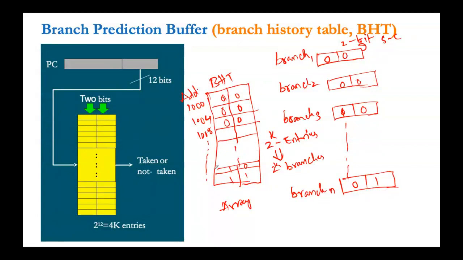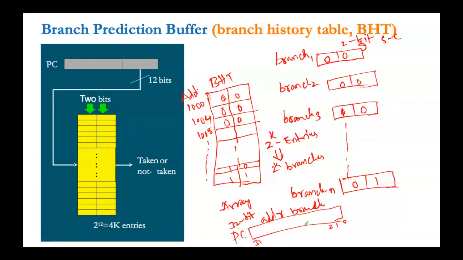Then, how do we identify these branches? For every branch, the program counter holds the address of the branch. What is the size of the program counter? The size of the program counter is 32 bits. In 32 bits, we represent the address of the branch. It starts from bit 0, then 1, 2, and ends with bit 31.